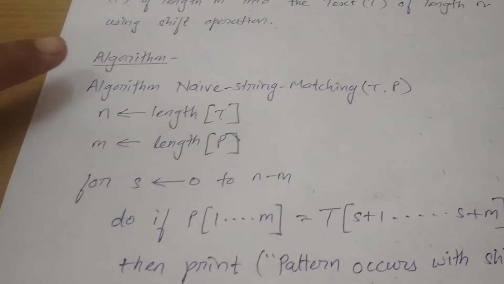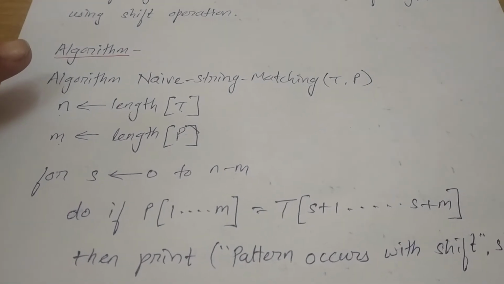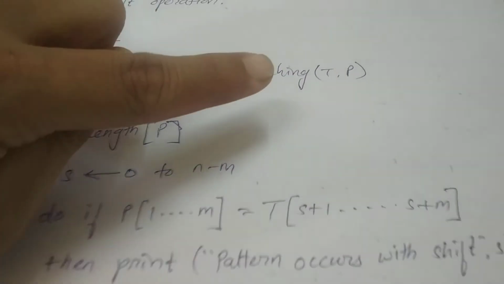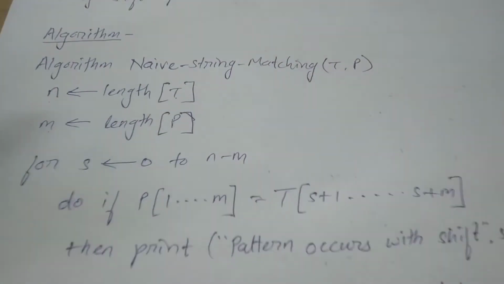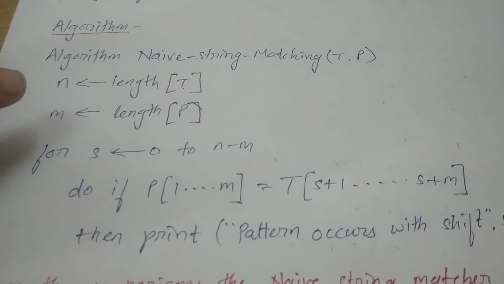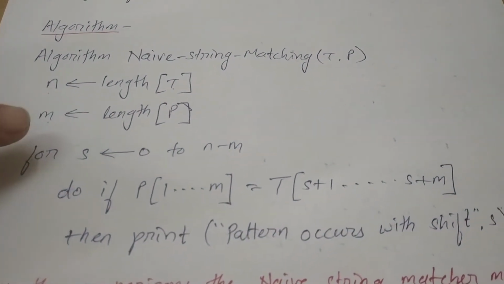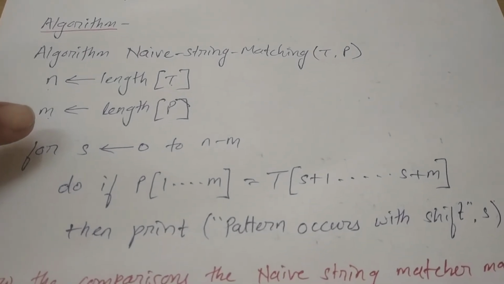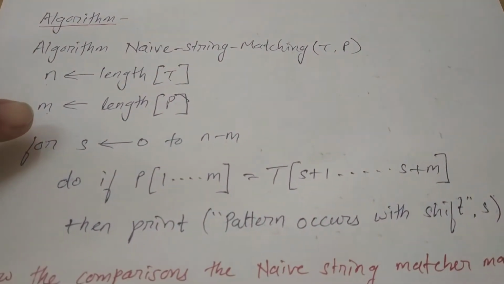Here we have the algorithm for finding the pattern in the text. This is the Naive string matching algorithm, which takes two inputs: T, the text, and P, the pattern. The first step is to find the length of the text, represented by n. Then we find the length of the pattern, represented by m. We are storing the text and pattern in arrays.